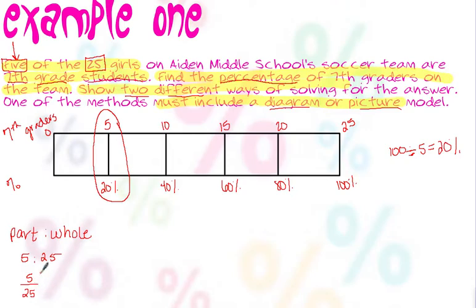So in order to figure out what my percentage would be, I would have to expand this to turn it into 100. So it's kind of like we're making more teams of 25. I know that 25 times 4 gives me 100. So I know that if I multiply my total by 4, I have to multiply my number of 7th graders by 4, which would give me 20 over 100. And I know 20 per 100 means 20%. So my model and my math gave me the same answer.